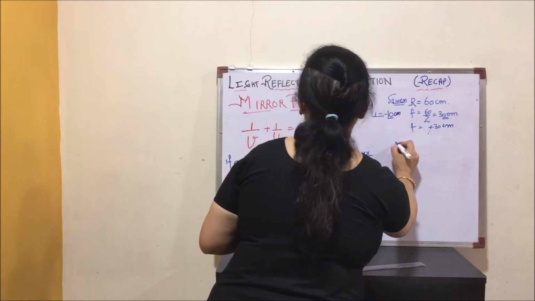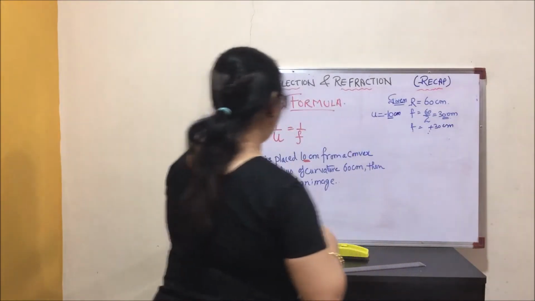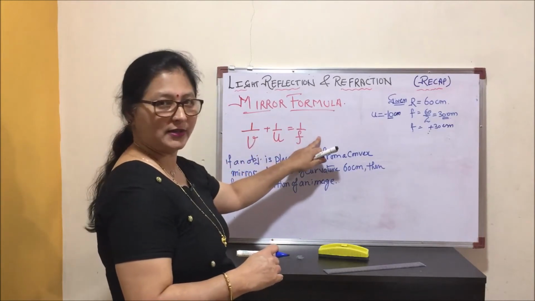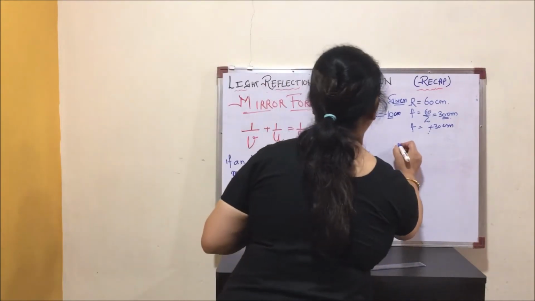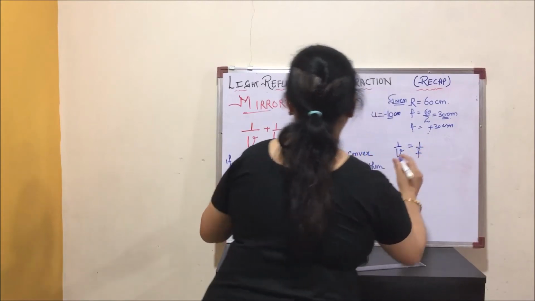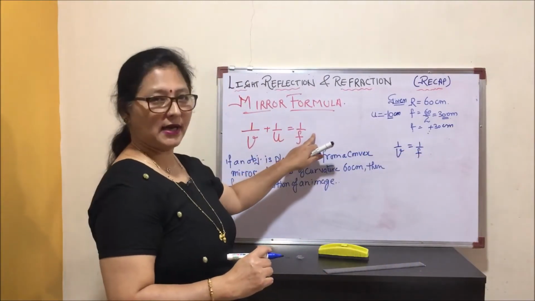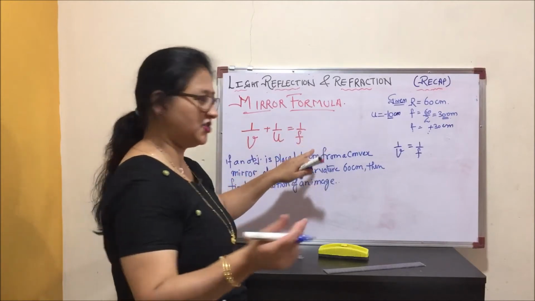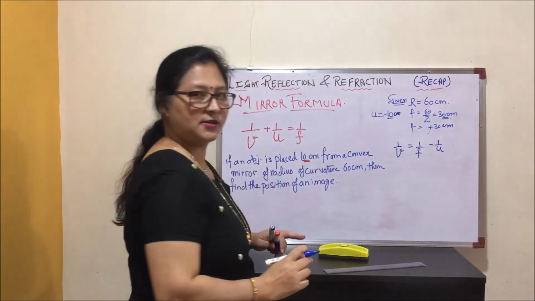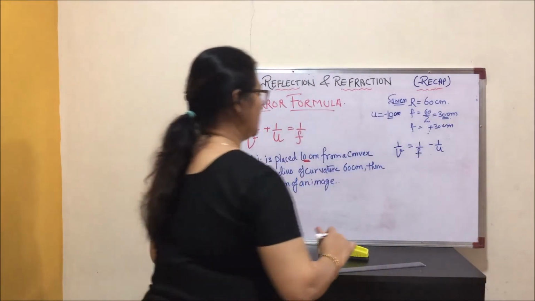So let's substitute the value. What do you have to find out? You have to find out 1 upon V. So I'll take 1 upon U over this side, right? So it will be 1 upon V is equal to 1 upon F. When I bring 1 upon U to the other side, what will happen? The sign gets changed. So it will be minus 1 upon U. So this is your formula now, and you have to substitute the value.